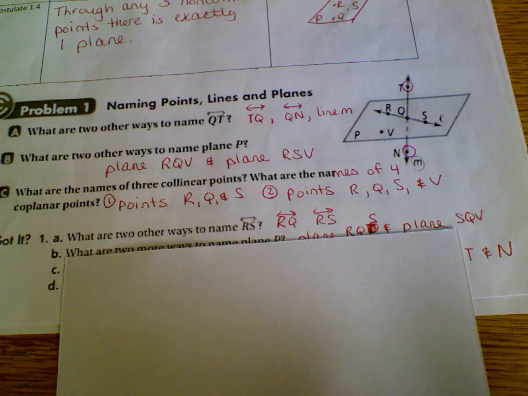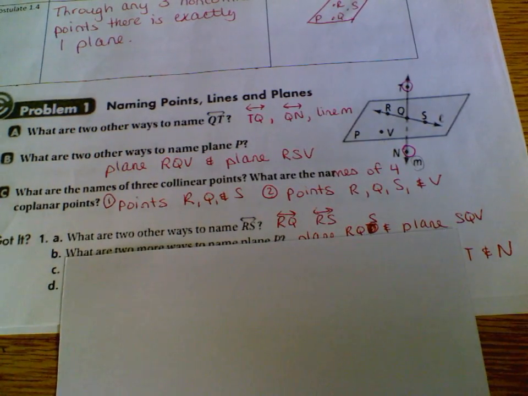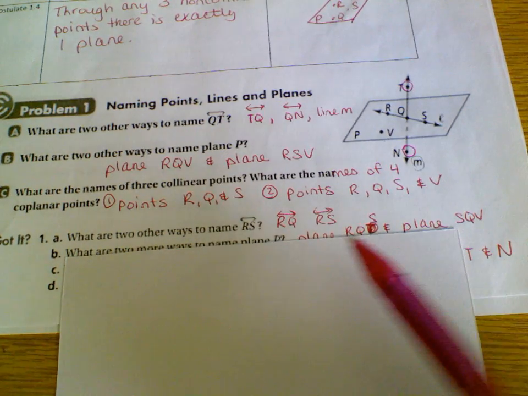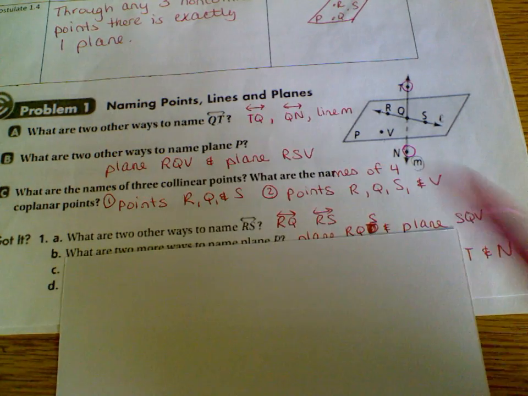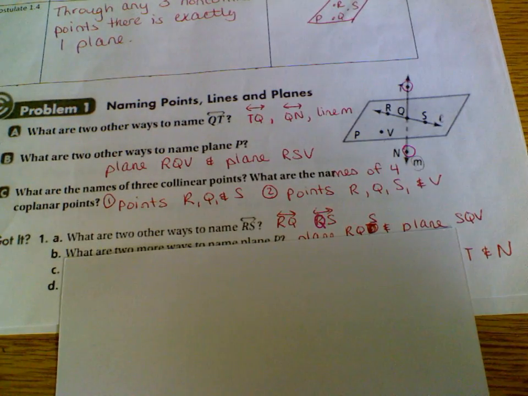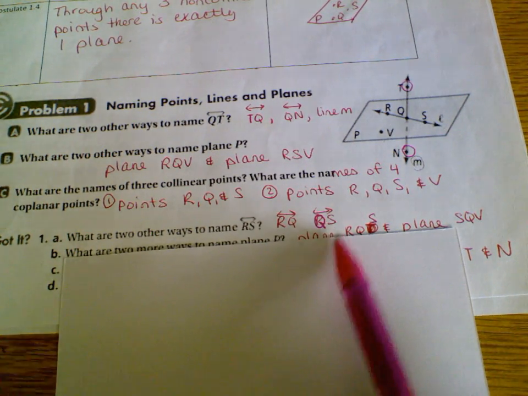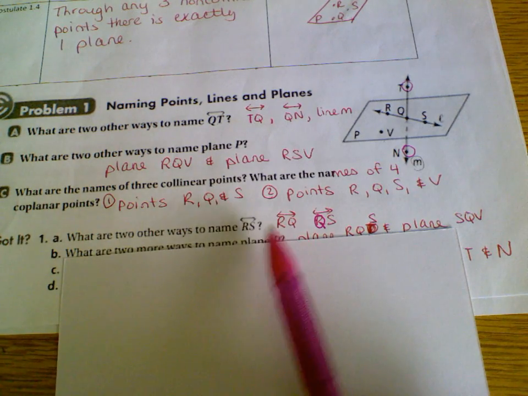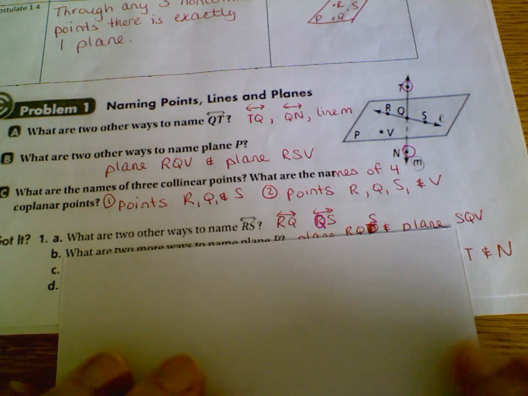1A, what are 2 other ways to name line RS? You could say line RQ. You could say, that should say line QS. You could say the reverse of any of those. Line SQ, line QR, line SR. So there's lots of combinations.